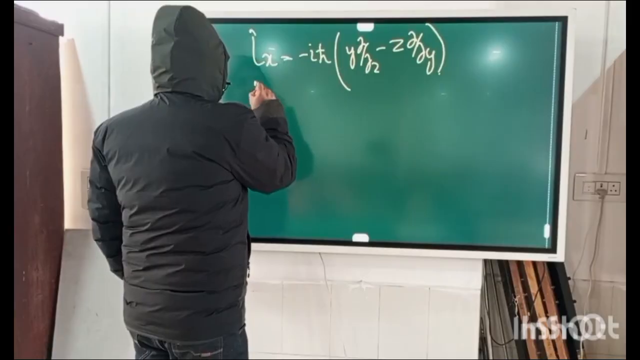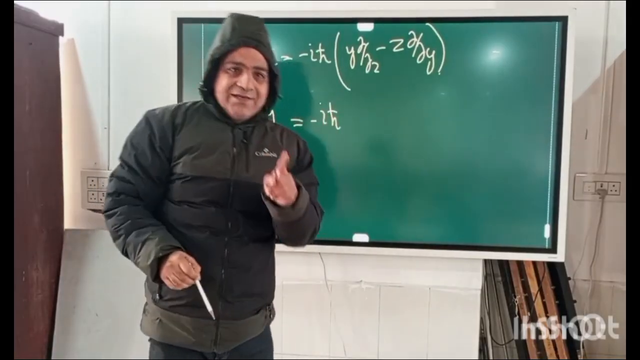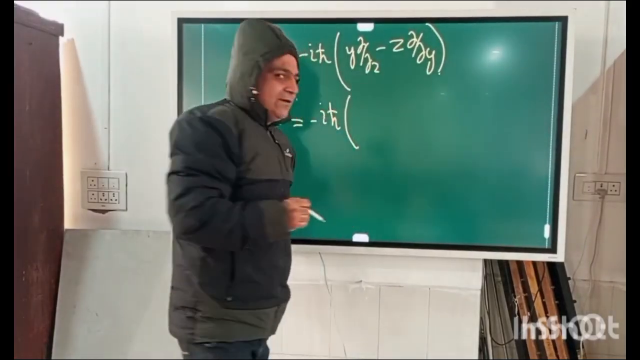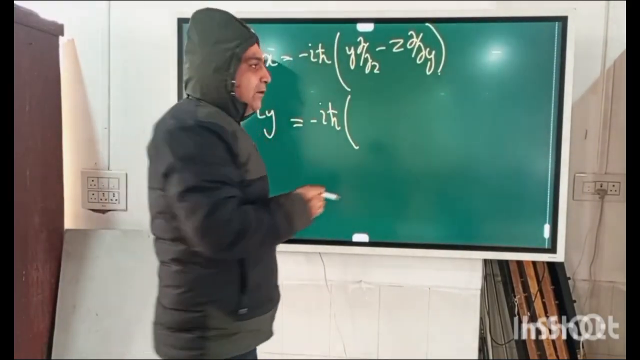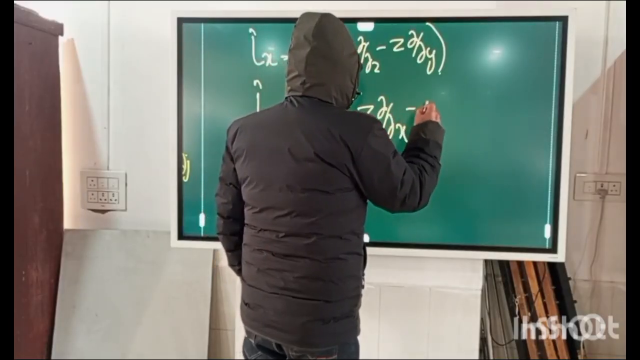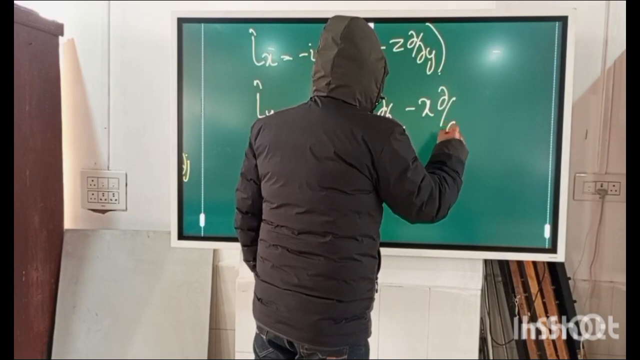Come on, tell me what is L_y cap? Minus i h bar. Okay, but there is a minus outside. Bring that in and tell me what's coming inside the brackets. It's z times dou by dou x, minus x times dou by dou z.